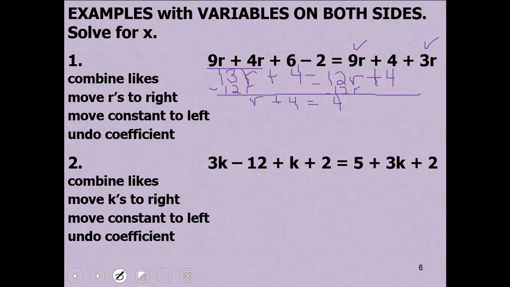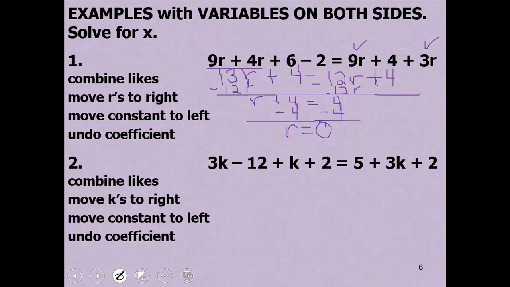All right. Now I have to move all my constants away. So that means I need to subtract this 4. Look, notice we're using the exact same steps, right? And I get R is equal to 0. R is equal to 0.